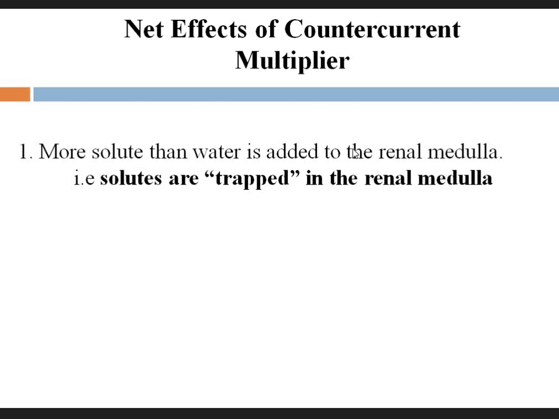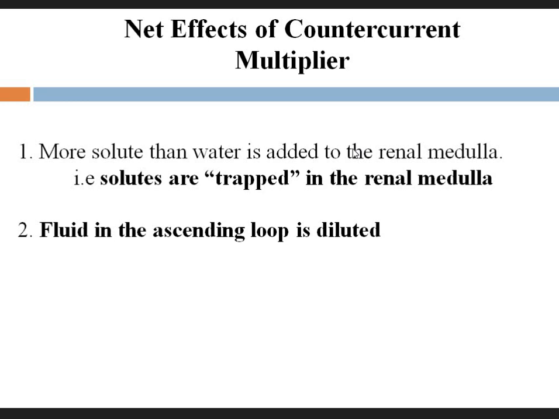So what are the net effects of the countercurrent multipliers? We have finished with countercurrent multipliers. So what is the net effect? More solutes than water are added to the renal medulla. That's what was observed in the countercurrent multiplier. That is, solutes are trapped in the renal medulla, because they are being reabsorbed and continuously trapped there.